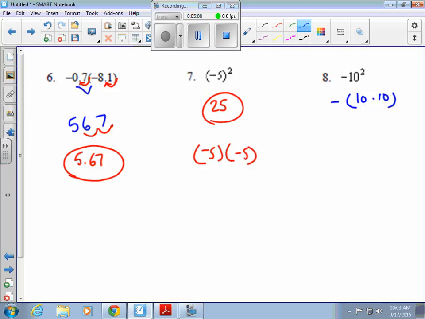And then the negative comes down. So 10 times 10 is actually 100, and then the negative comes down in front of it. So if you have a positive 100, make sure you make the change. That's the difference between the parentheses and not.